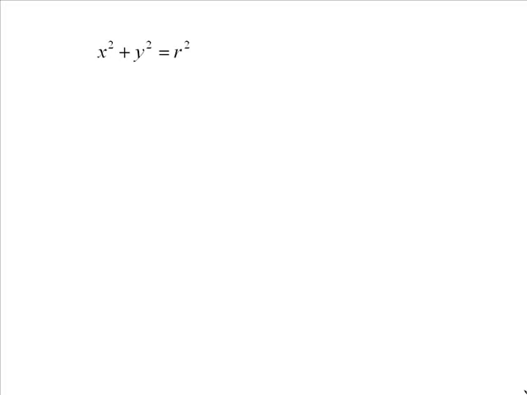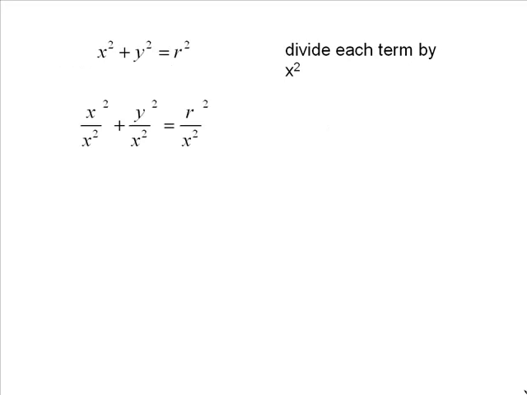The next Pythagorean identity is found by starting with this, but instead of dividing by r squared, we divide each term by x squared, which gives us this: x squared over x squared, 1, plus y squared over x squared is equal to r squared over x squared. Now, if we went further with the simplification, of course we get 1 for the first term, and then that's y over x all squared.